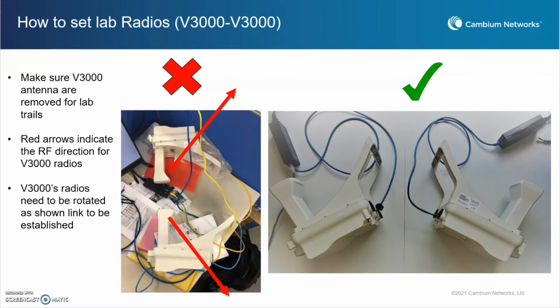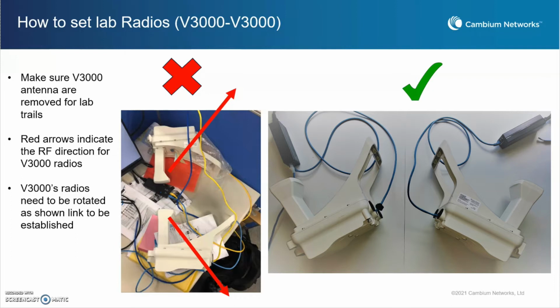For using V3000s, first of all, always ensure that you remove the antenna part of the V3000s, which we have removed over here. The second is that the red arrow indicates the RF direction. Typically the V3000 has the tile over here and it reflects off of this and goes straight. Whereas once you remove the tile, the RF is actually going to go in these directions. So the setup over here in the middle is incorrect, so that's why it's marked X.